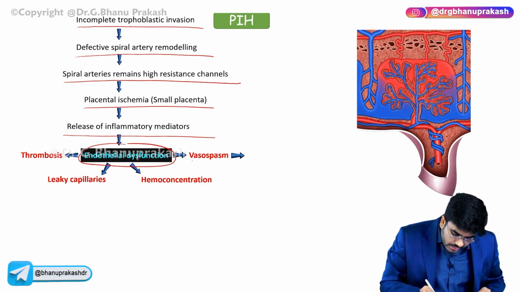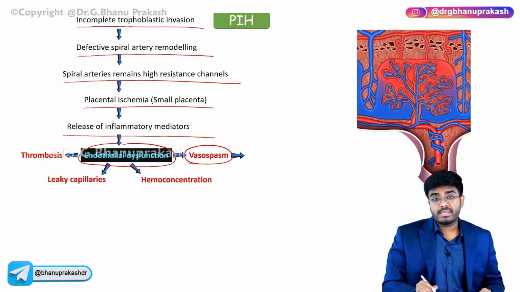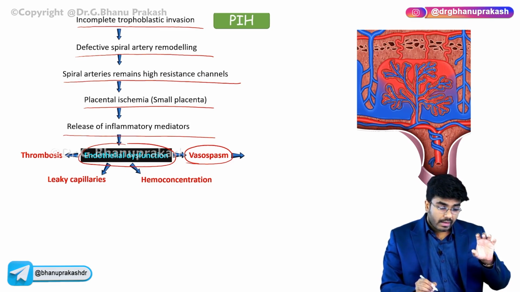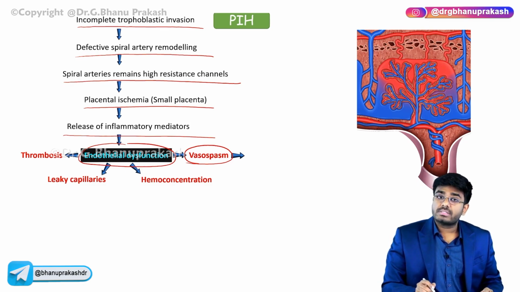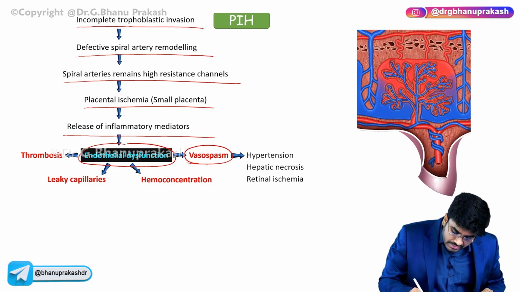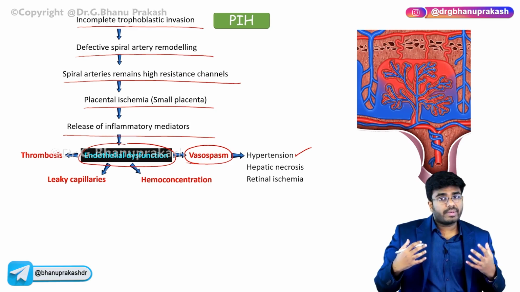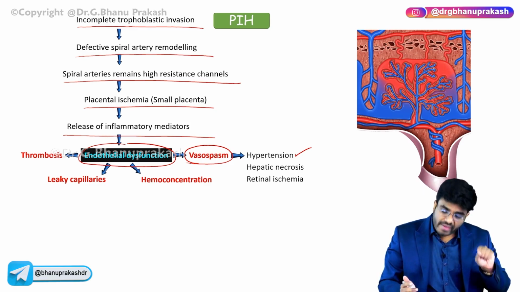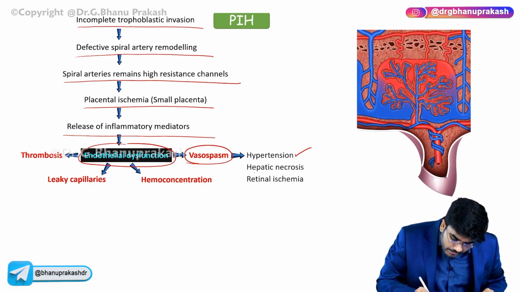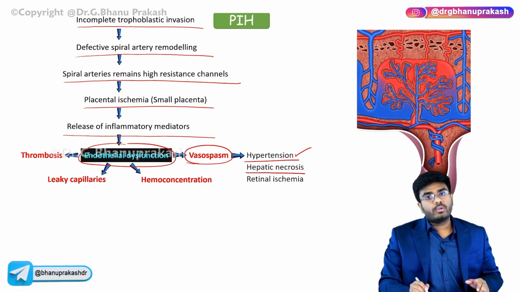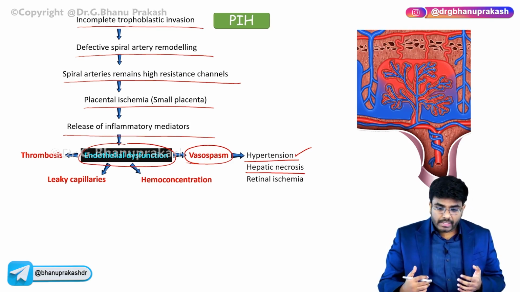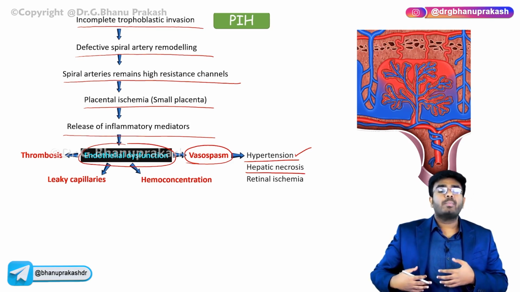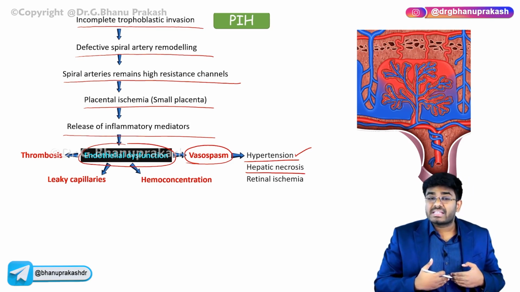Because of the endothelial dysfunction, there is vasospasm. Yes, endothelial dysfunction causes the vasospasm. Because of the vasospasm, what happens? There is hypertension. Why is a female with preeclampsia hypertensive? Because of the vasospasm, important. And because of the vasospasm, there is very much decreased blood going to the liver, and that can cause hepatic necrosis, and that hepatic necrosis can manifest as right hypochondriac pain or epigastric pain.